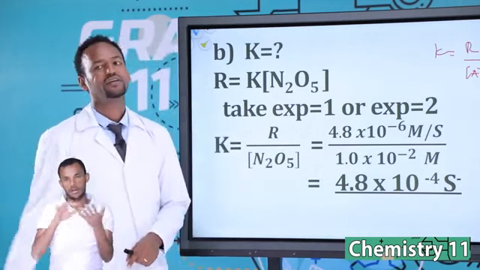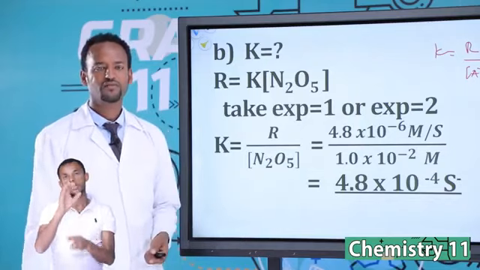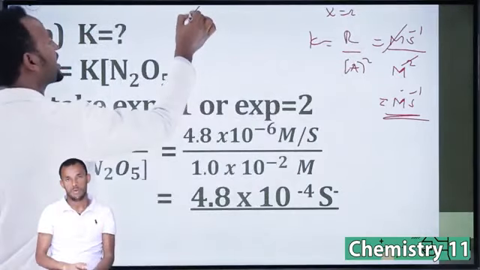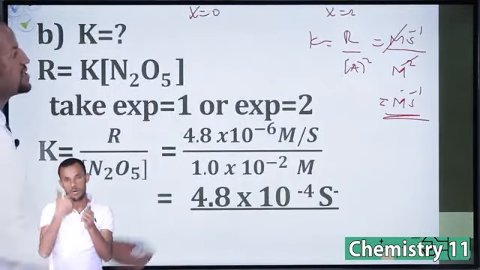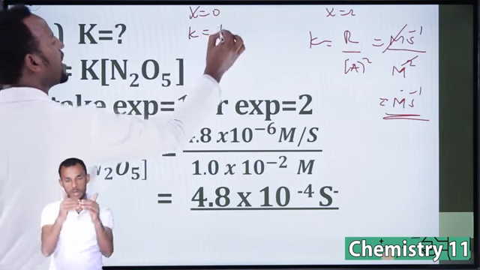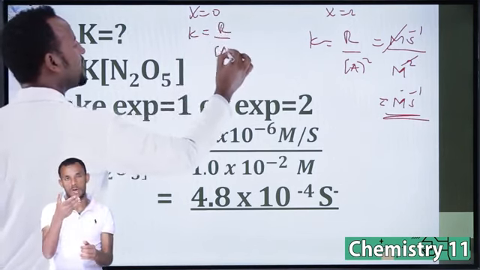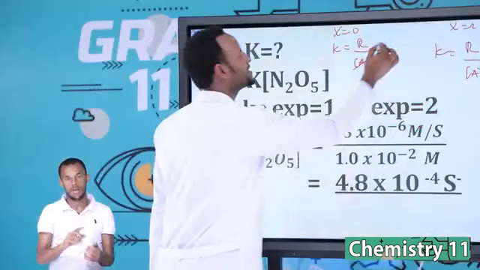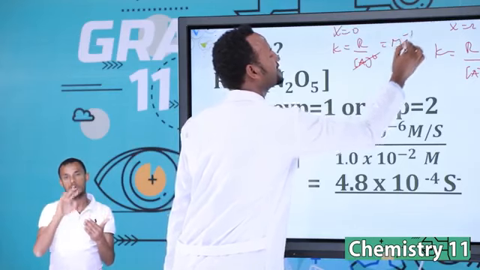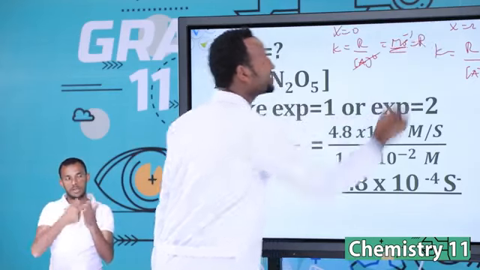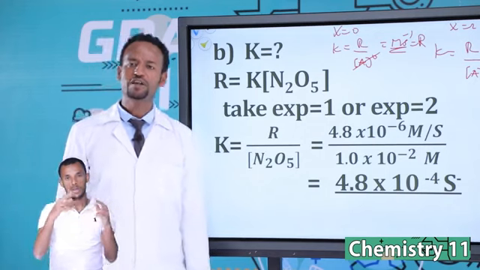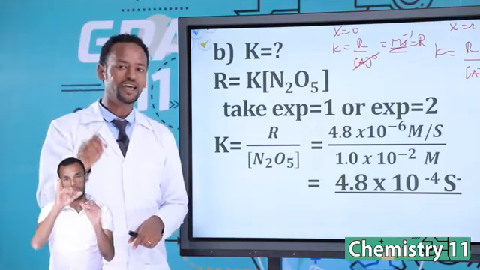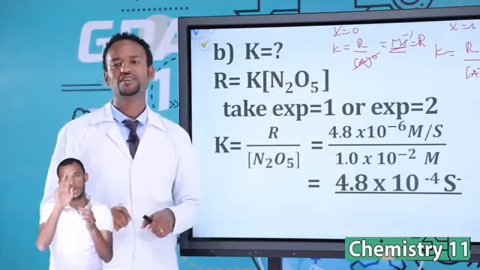Again, let's take x is equal to 0, because zero order is also possible. K is equal to R over A to the power of 0. You know A to the power of 0 is already 1. Therefore, this is simply molar per second. This is a unit of what? This is a unit of rate. Which order is similar to rate? Zero order. The unit of zero order rate constant and the unit of rate of reaction are the same.